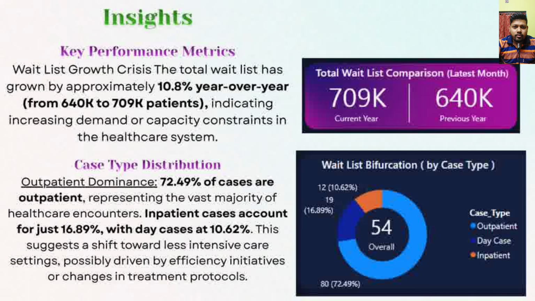Now, let's look at the insights. We are facing a waitlist growth crisis. The total waitlist has grown by approximately 10.8% year over year, from 640k to 709k patients. This indicates increasing demand or capacity constraints in the healthcare system.